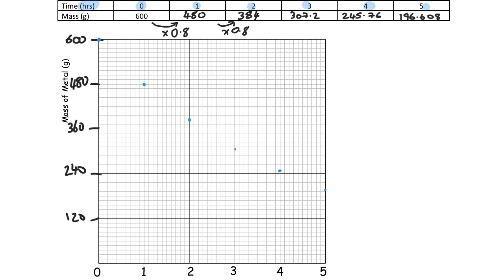So what I've done is I've labelled the y-axis and I've gone up in 120s. That means that each small square is worth 12. And I've plotted the points, so 0 and 600, 1 and 480, 2 and 384, 3 and 307, 4 and 245, and 5 and 196. And then I'm going to draw a nice smooth curve through each point.